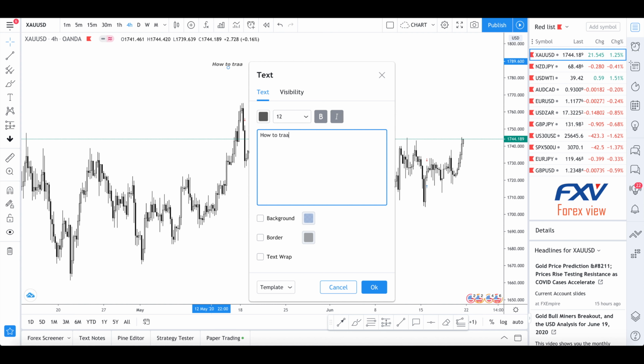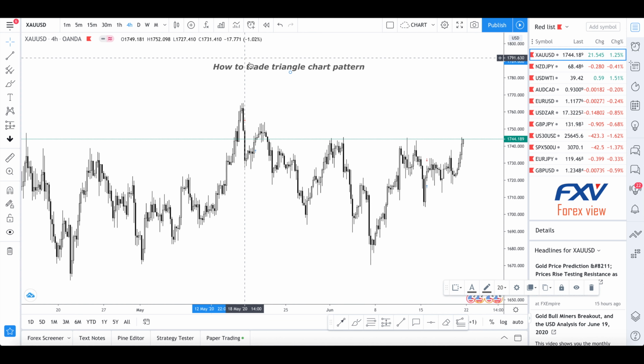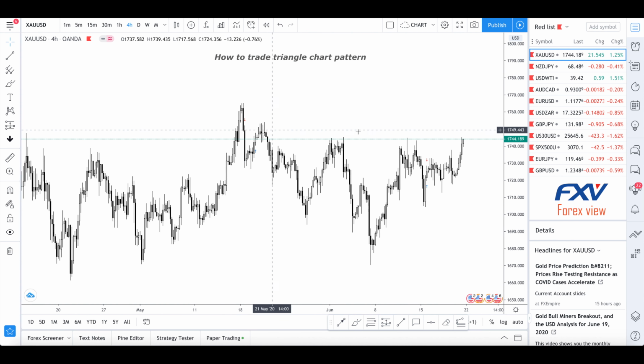So today's topic is gonna be how to trade triangle chart patterns. Alright, so we're going to see two examples here in gold and see how you can spot them and trade them and take the most profit from them.